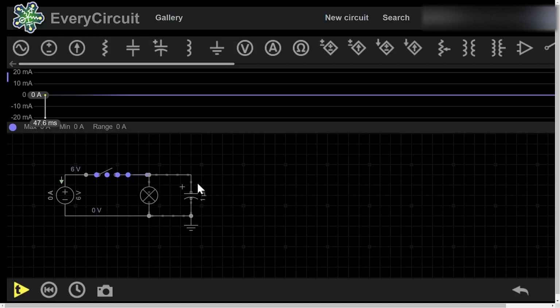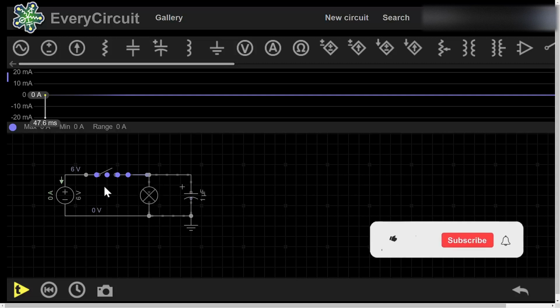So this capacitor will be charged fully until it reaches 6 volt. The charging voltage depends on the DC power supply. Let's say the DC power supply is 6 volt, so this capacitor will be fully charged to 6 volt. If the DC power supply is 10 volt, the capacitor will be fully charged to 10 volt. After that it will stop charging and the current will stop flowing through this capacitor, and the current will only flow through the lamp afterward.